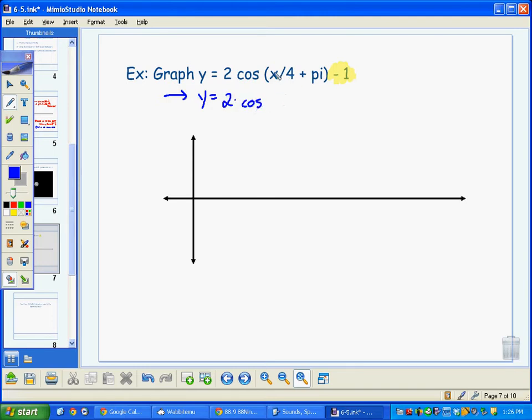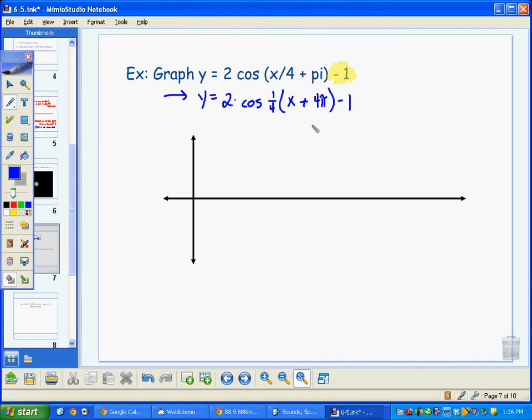and now I'm going to factor out this multiplier of 1/4 x plus, now this gets a little interesting, if I factor out 1/4 from pi, that actually becomes 4 pi. The reason for that is if I redistribute the 1/4 to the x, that gives me x over 4, and the 1/4 to the 4 pi, that gives me just pi. The 1/4 and the 4 cancel, leaving me with just pi. And then, of course, our new part, minus 1.